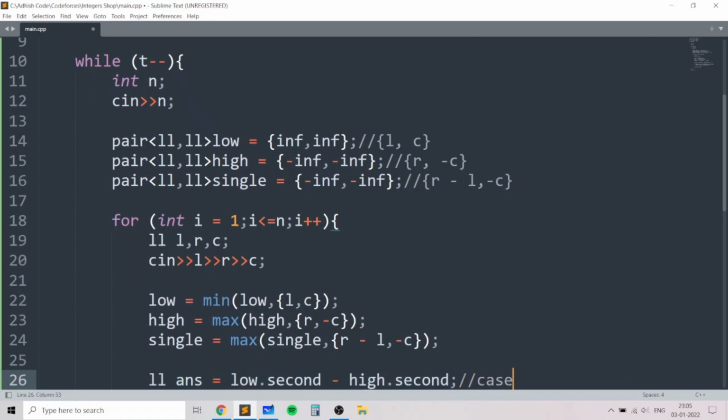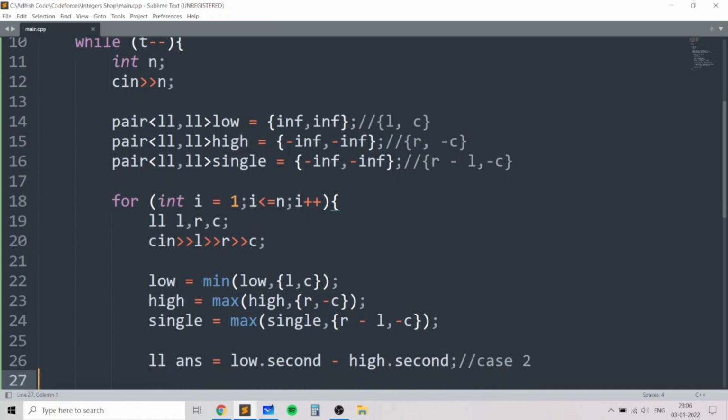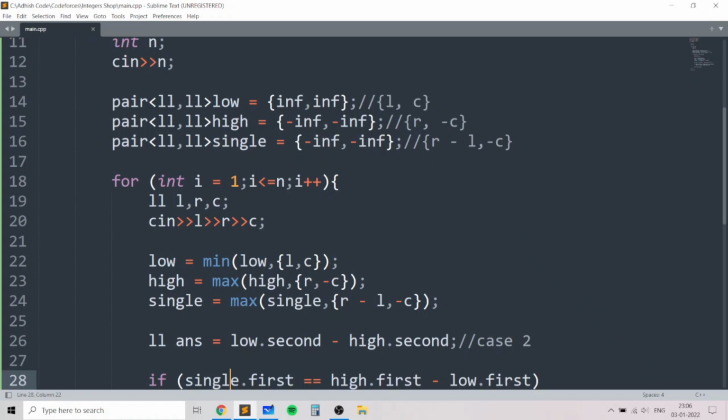So initially we set case 2 because we know that will always work, and the value of case 2 is given by low.second minus high.second, because low.second gives us the minimum cost for the left endpoint and for the left interval, and high.second gives us the negative value of c for the right interval containing the right endpoint, and that's why performing this operation will add those two, and that's case 2.